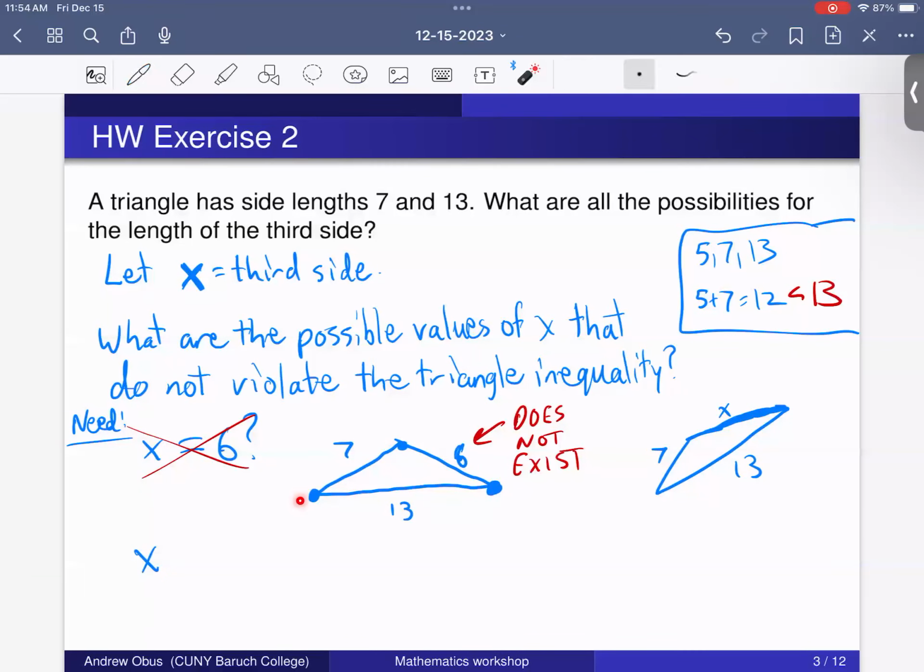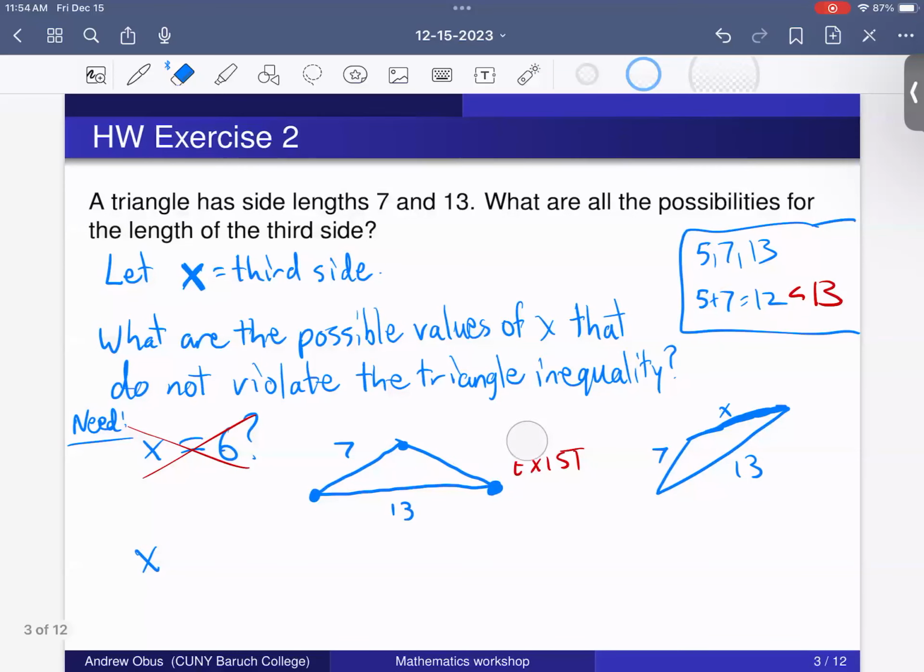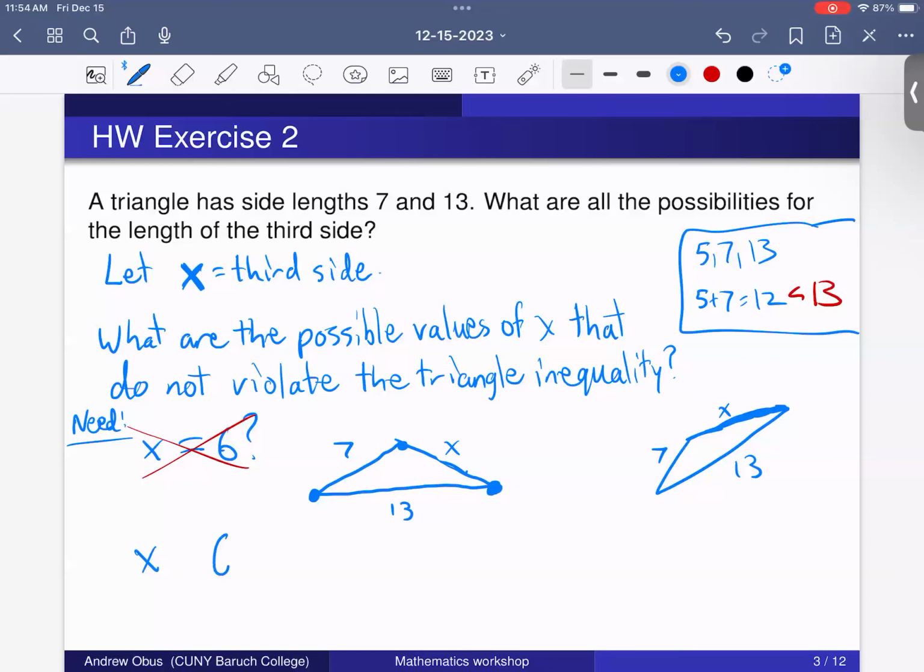So if this side length is 13 and this side length is 7, and you know that if you go from this point to this point to this point, that better be a total distance of more than 13, then what does that tell you about this side, about x? If you want the total distance from here to here to here to be more than 13, then what does that tell you about x in terms of its relation to 6? What's the inequality sign that we want? X is greater than 6? X is greater than 6, exactly.